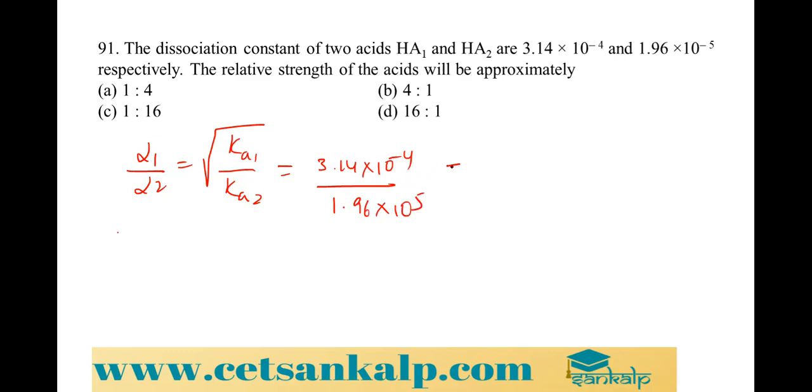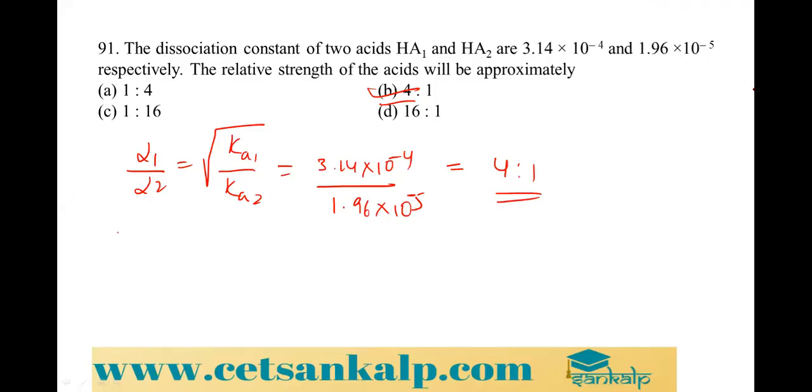Can you tell me what the answer comes to? That is equal to, I think this minus 5. Right? I am writing the total answer, it comes to 4:1. So option B. Okay?